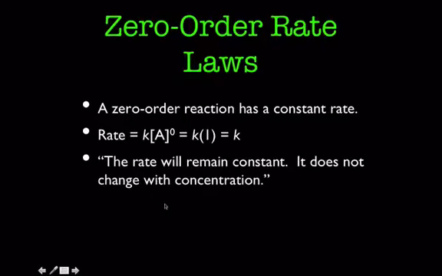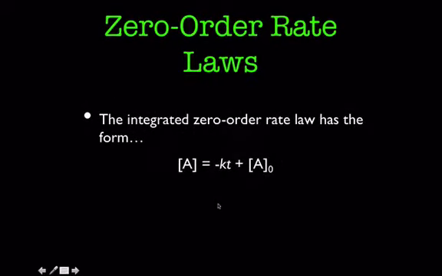The last one is a 0 order rate law. And a 0 order rate law means that no matter how I change the concentration of my reactant, the rate stays the same. So the rate will remain constant, it does not change with concentration. Anything to the 0 power is 1, so it's just that the rate is equal to K. The integrated 0 order rate law looks like this. The concentration is equal to negative KT plus the original concentration.